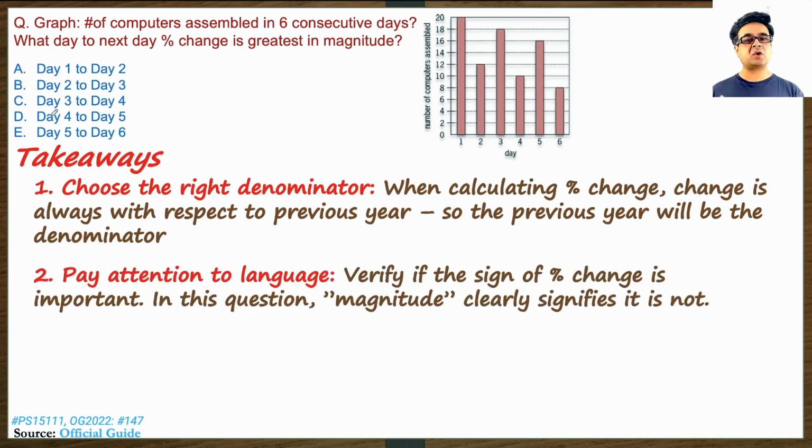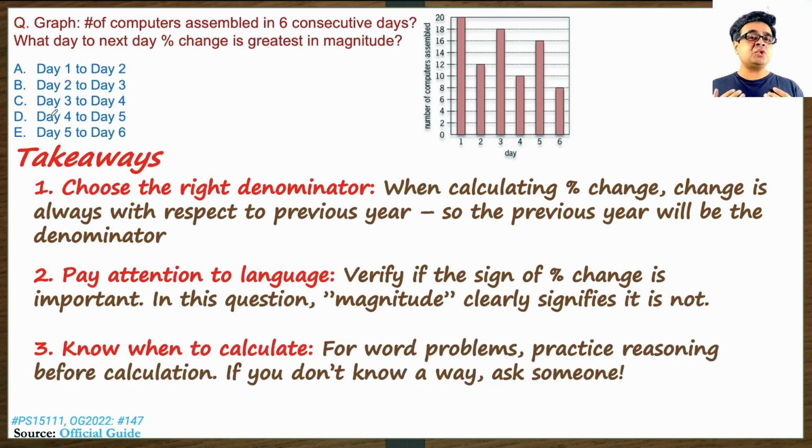Pay attention to the language. As we saw, the common mistake is people not noticing that we have to just compare the magnitude rather than the actual signs and actual changes. And as a result, they discarded the negative amount, which could result in a mistake. However, that is not applicable in this problem. However, it is a possible mistake.